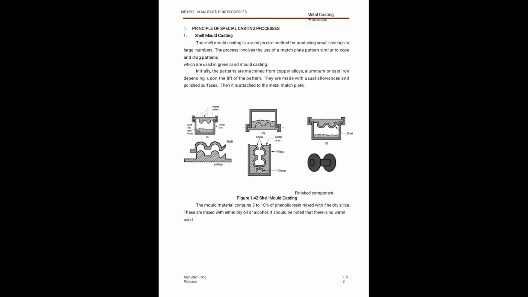Welcome student. Today we are discussing different special casting processes for the manufacturing process subject. In principle of special casting process, different types of special casting processes are used. First one is shell molding casting.